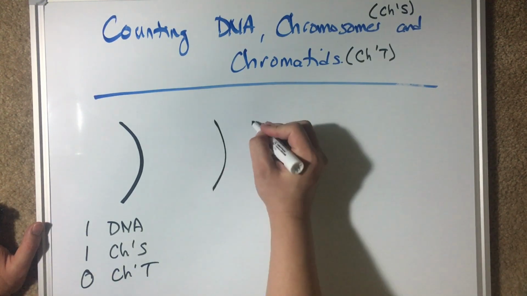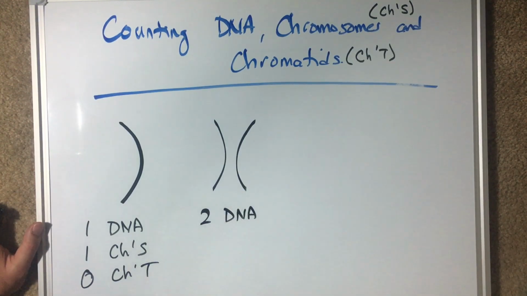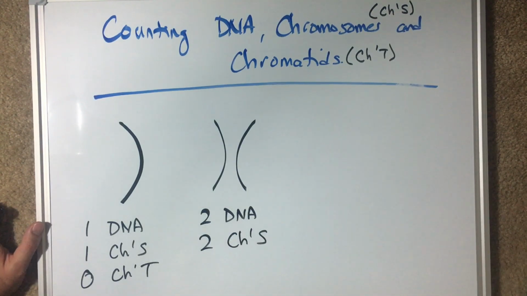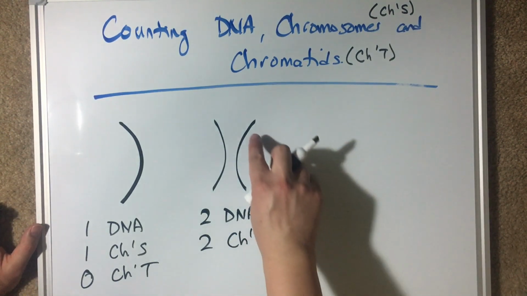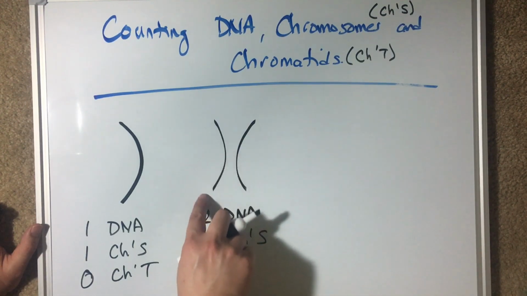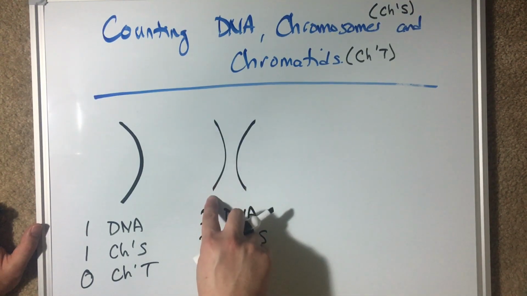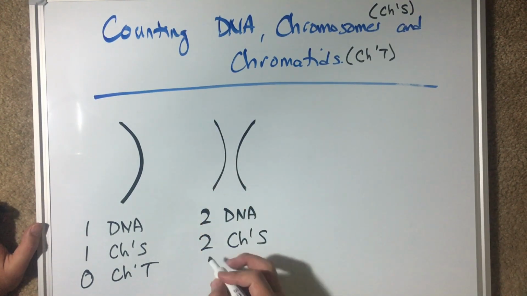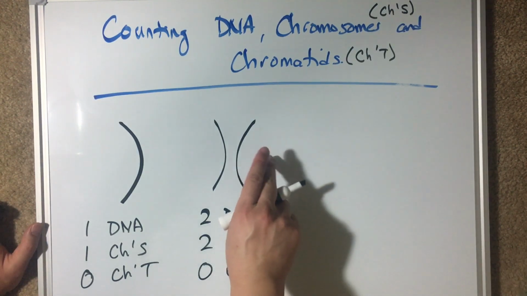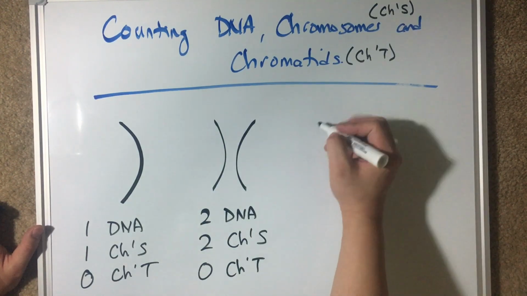Here we have two DNA strands, okay, and we have here two chromosomes. All right, the reason why is because we have two separate strands of DNA, therefore two separate entities of DNA, and so therefore two chromosomes. We still don't have chromatids here because in order for them to be called chromatids, they would have to be attached at the center. Let's do a third example before we continue on.